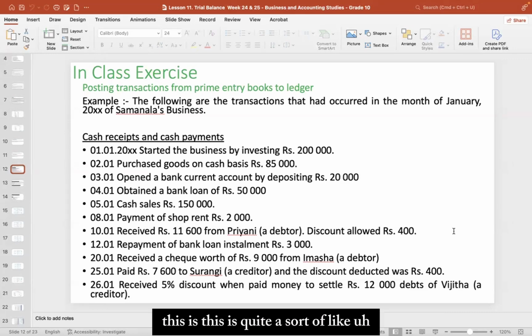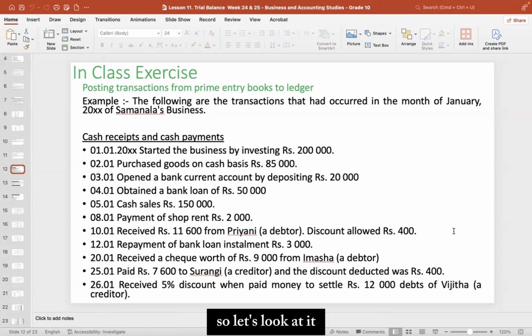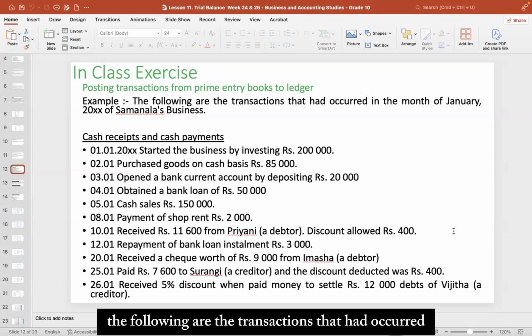This is quite a big and good question that we can use to revisit all the areas we did over the last weeks. Let's look at it. The following are the transactions that occurred in the month of January in Samanala's business.